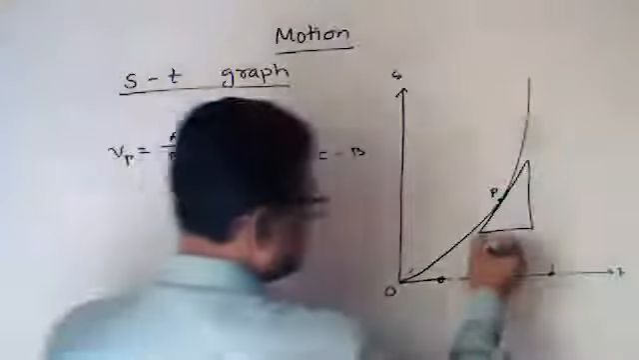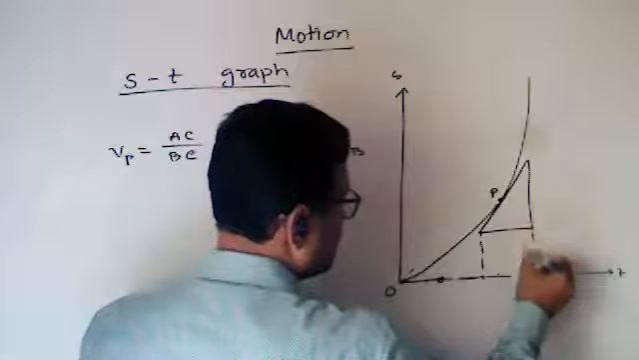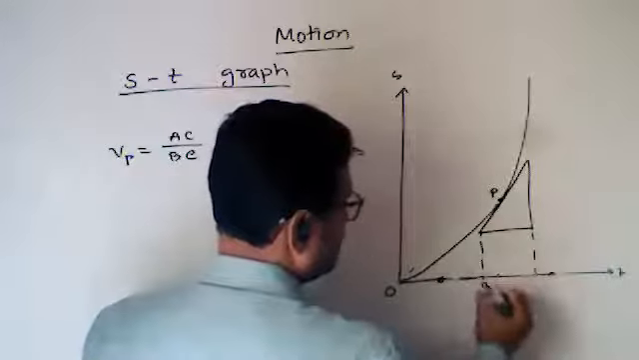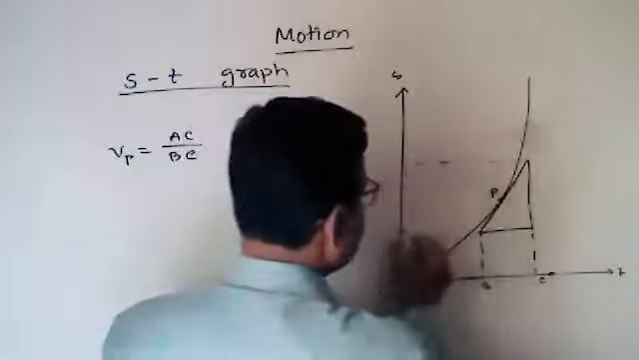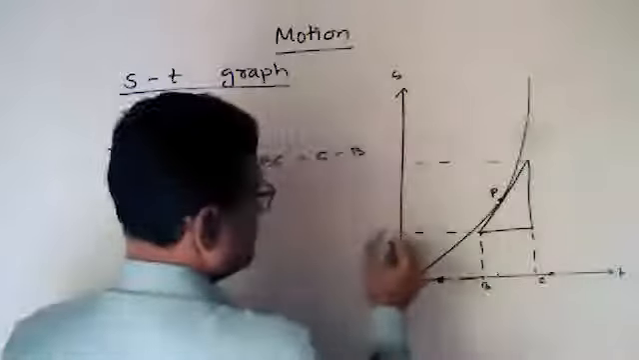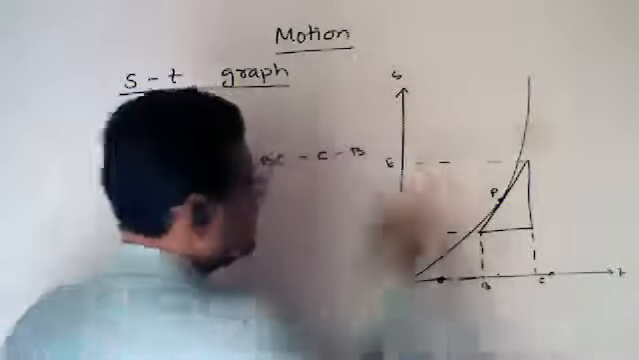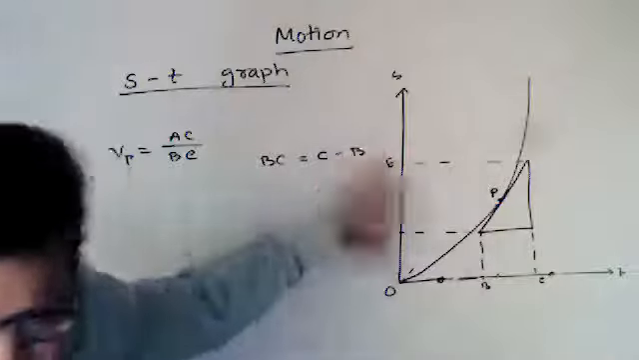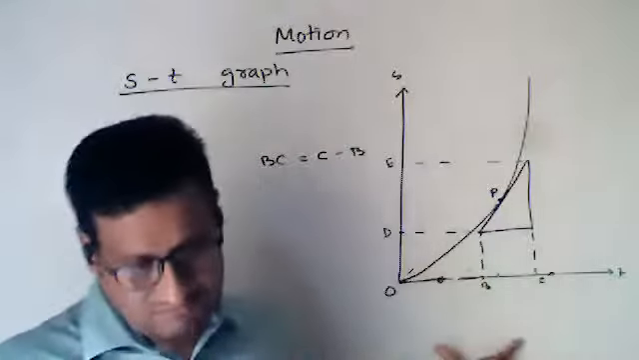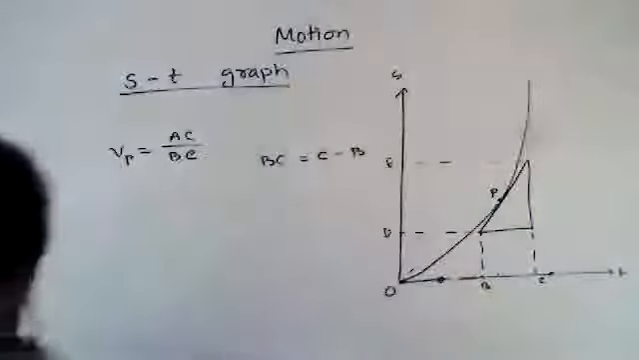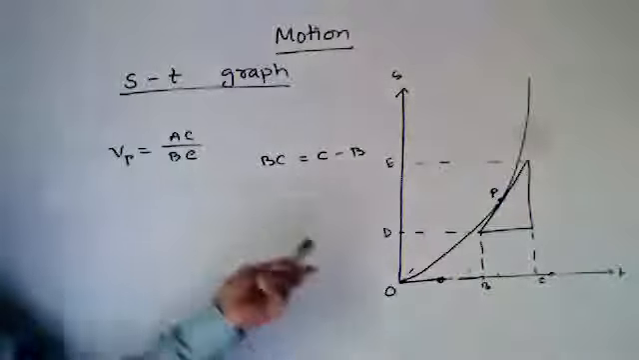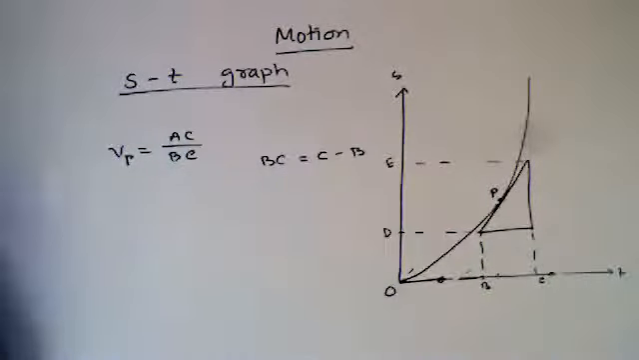If you draw a perpendicular in this portion, suppose this is B and this is C, and this is D, E. From this you can determine the displacement, and from this you can determine the time. In such a way, you can determine the velocity from a displacement time graph like this graph.